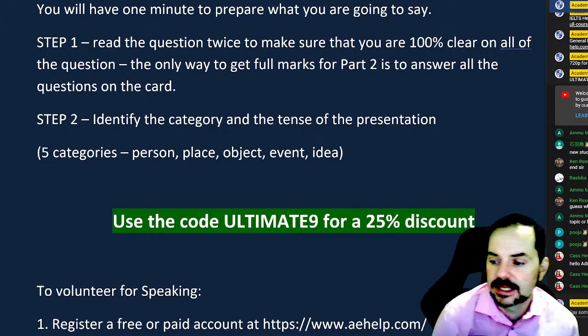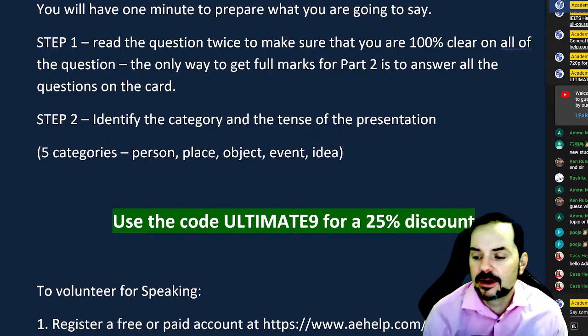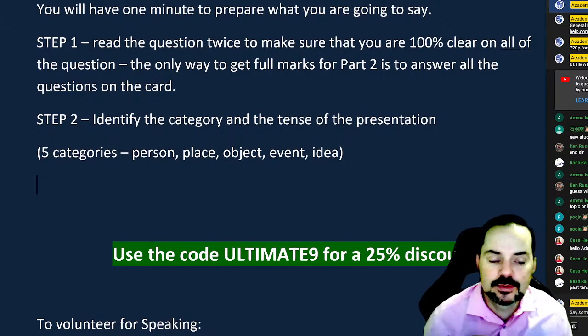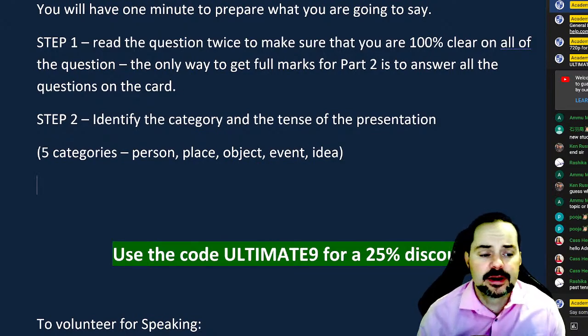And Cass says, in this case, we're talking about an object. Thank you for passing by, Cass, and helping us out. Rashika says, we're talking about an object and we're talking about it in the past tense.